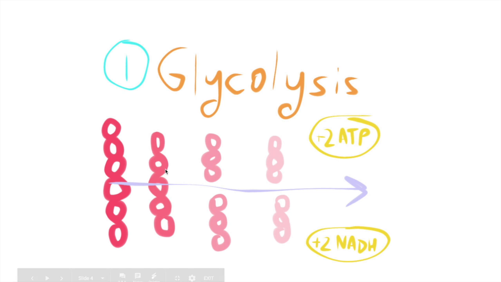Then we get split into 2 different 3-carbon molecules in the third step, which still have phosphates on them. Then the phosphates are taken off in the final step. These 3-carbon molecules are called pyruvates, very important. This whole process produces a total of 2 ATP and 2 NADH.